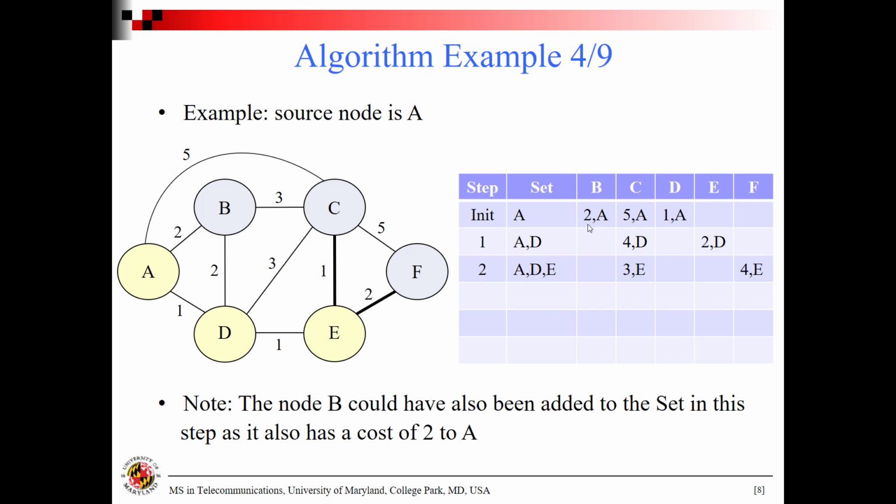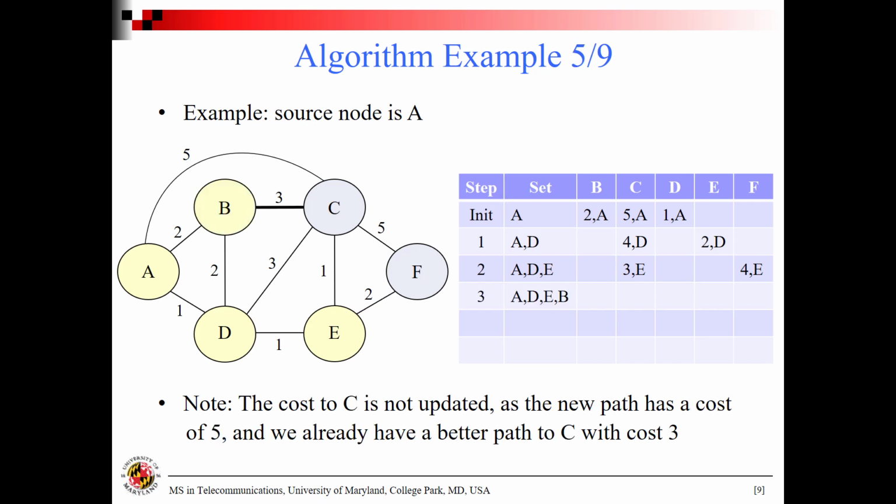Let's look at B. It has a cost of 2. Let's look at C. It has a cost of 3, and F has a cost of 4. So we need to pick the one which has the minimum cost, or the one which is closest to the source node, which is going to be node B. So this is going to be the point when we put node B in the set. There we go. So now we have put node B in the set, just like it's shown here.